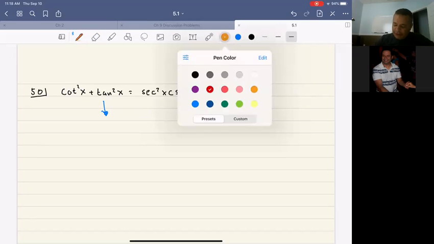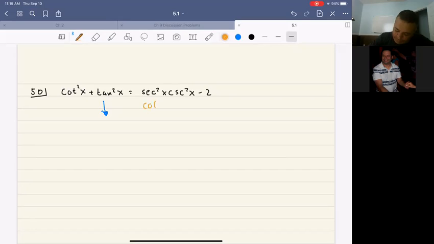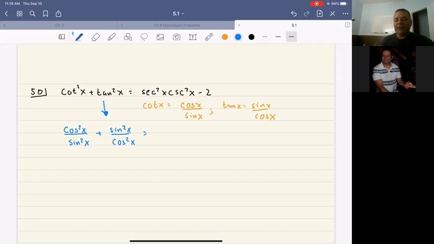So the actual way I'm going to do this is I'm going to say cotangent of x is cosine x over sine x, and tan x is sine x over cosine x. And maybe it won't be any faster. You can try the other way if you want. So cosine squared of x over sine squared of x plus sine squared of x over cosine squared of x equals, we're going to go ahead and common denominator this thing.